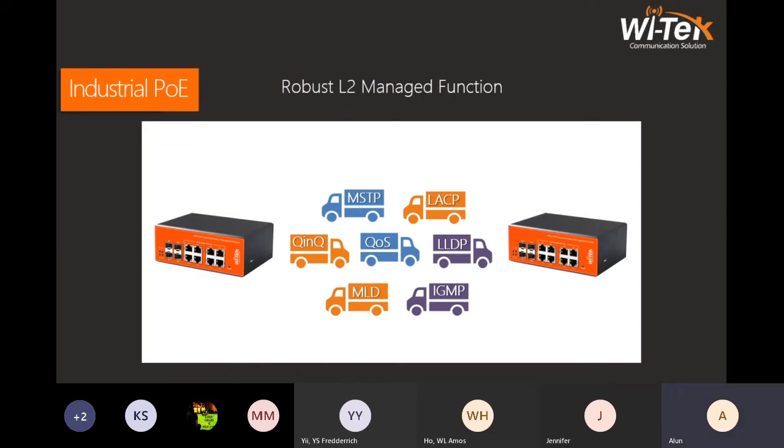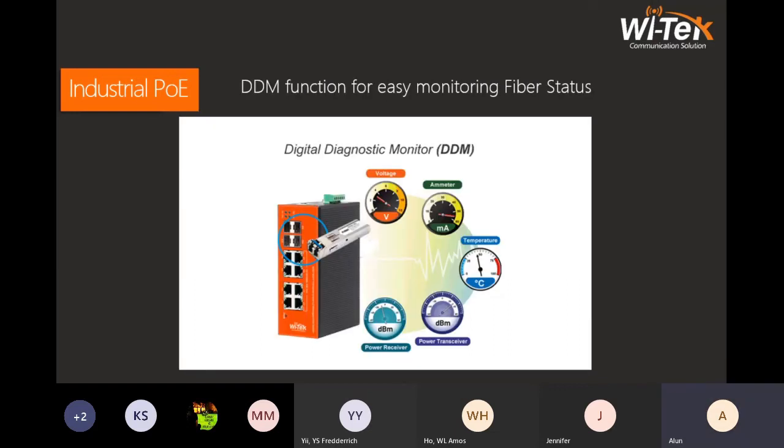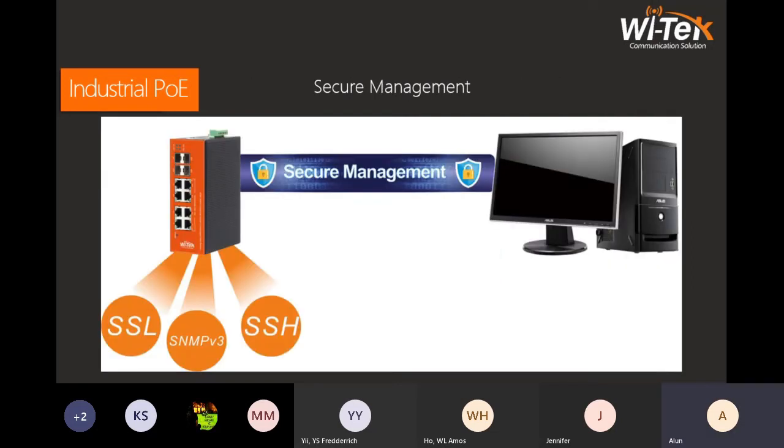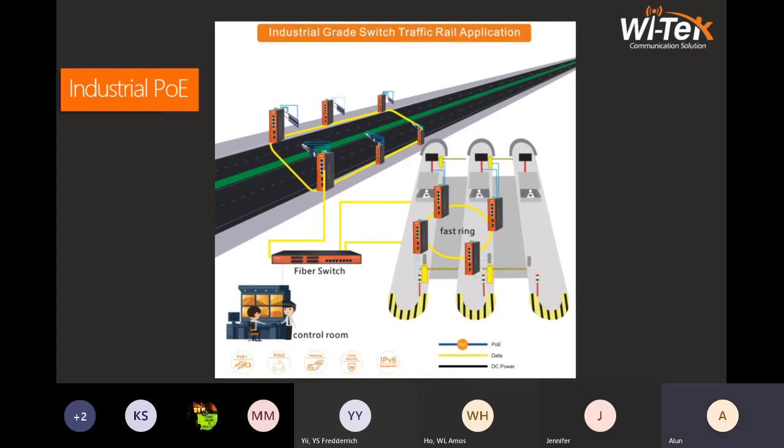And we also support some management functions, MSTP, RSTP. We also support DDM. From the DDM, you can check the SFP fiber: its voltage, its current, and its temperature. And we support SSL or SSH for more secure management, and SNMP v2, v3. This is some of the application cases for the industrial grade switch.